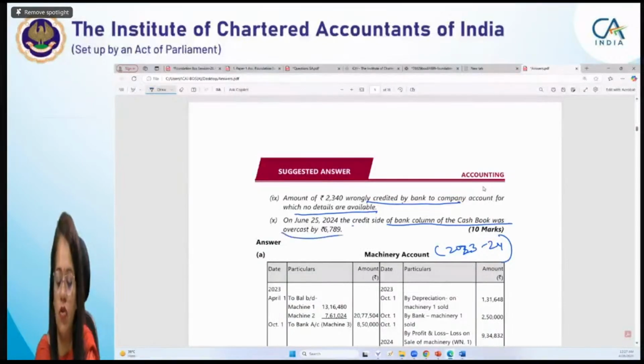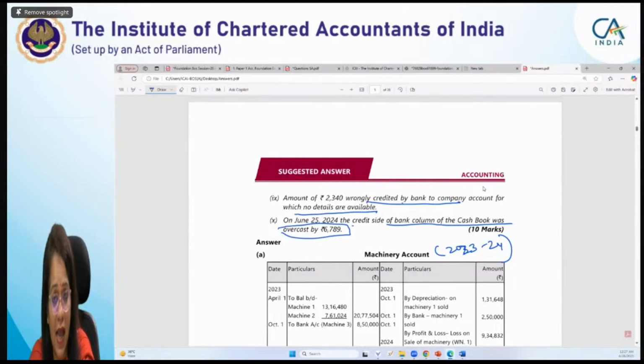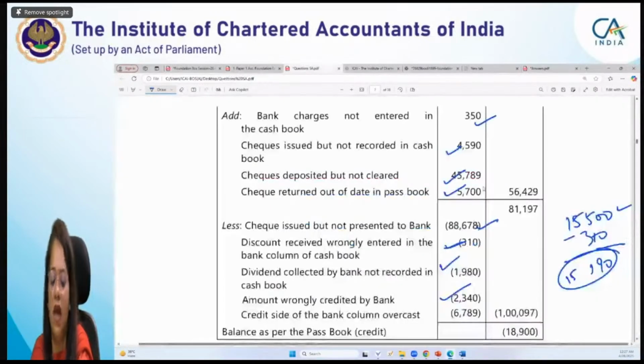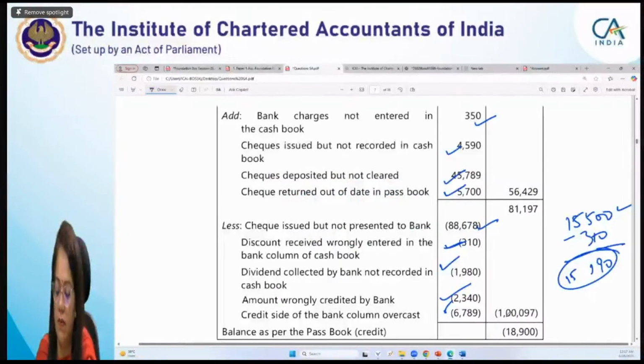Since the amount is obviously reduced, on the 25th June, the credit side of the bank column of the cash book was overcast by rupees 6,789. The credit side of the bank book means the amount has already increased, overcast by 6,789. So in the same way we have to make our cash book. हमारे को अपनी cash book का भी amount बढ़ाना पड़ेगा. Amount बढ़ाना है, that means हमारे को overdraft का balance we have to reduce. So we have to subtract it from our overdraft balance. Okay.